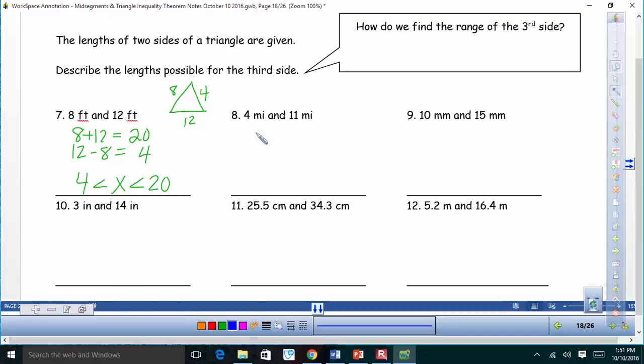So for number 8, you would do that same thing. We would do 11 plus 4 would give me what it has to be less than, so 15. And then you would subtract the 2 to see what it'd have to be bigger than, which would be 7. Does that make sense? Okay.